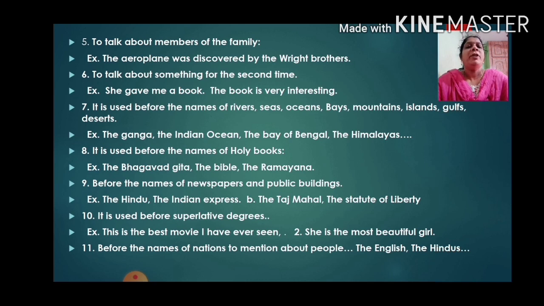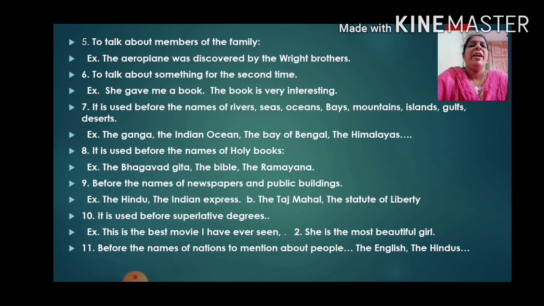Next one. It is used before the nouns of rivers, seas, oceans, bays, mountains, islands, gulfs, etc. The Ganga, the Godavari, the Krishna, or the oceans like the Indian Ocean, the Pacific Ocean, the Arabian Ocean, or the bay's name, the Bay of Bengal, or the Gulfs, or the mountain ranges, the Himalayas. In all such cases, we use the definite article the.